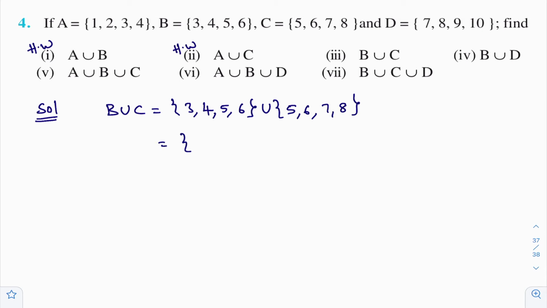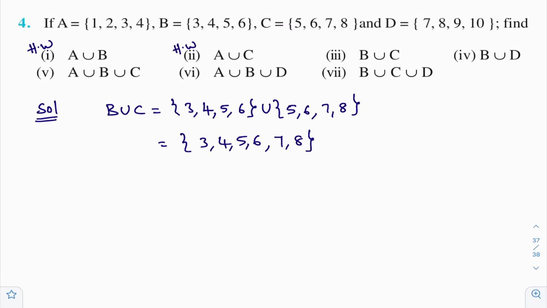In case you get confused, the best thing is to write set B first. What is there in set B? You write that set first: 3, 4, 5, 6. Next, you start writing this set. 5 already listed, no need to list again. 6 already listed, no need to list again. Next, 7, 8. That's it. B union C is over. This is B union C. With a little bit of practice, you can enjoy these problems like anything. These are very easy actually.